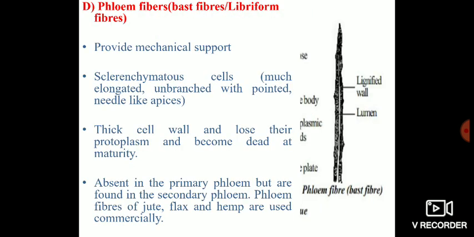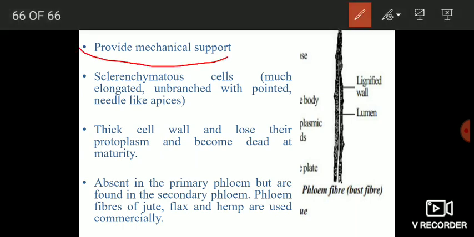And finally, the fourth type is phloem fibers, which are also known as bast fibers or libriform fibers. These fibers provide mechanical support to the conducting cells like sieve tube elements. And these cells are truly sclerenchymatous cells. They are much elongated, unbranched with pointed needle-like apices. Here you can see in the image, this is the phloem fiber.